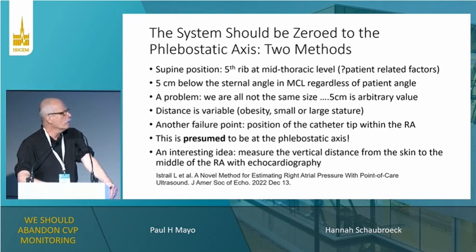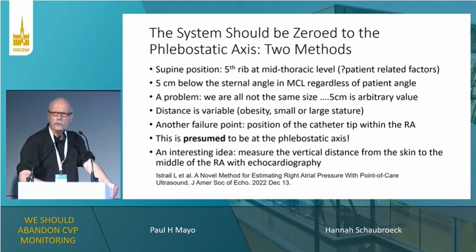All right, so then we could do another, 5 centimeters below the sternal angle, regardless of patient angle. Whoa, so my wife weighs 45 kilograms. She's a very small woman, but a brilliant physician. I look at my big partner, who's very athletic. He's 6'8". There's no way that his right atrium is exactly 5 centimeters below the sternal notch. Then when people are obese, their chest walls become... This is a silly, silly idea that you can find the phlebostatic axis for zeroing in a lot of our patients.